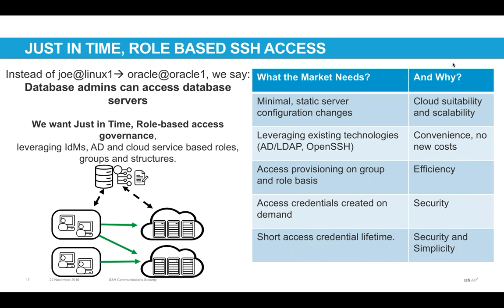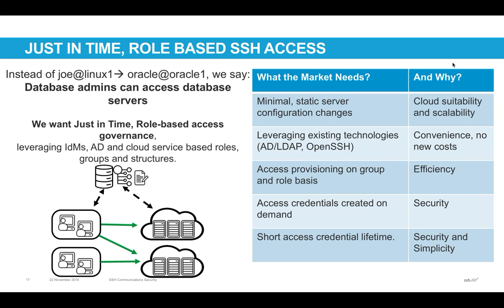The key drivers for us further developing the SSH access into a more DevOps suitable way are the following market needs. First of all, the most dynamic, elastic component of DevOps and on the cloud is the server and the instances. So what the market needs is minimal static server configuration changes. The more static you can make those configurations, the easier it is to provision, the easier it is to include those changes and configuration requirements into the golden builds, into the building stacks, and so forth. So it gives cloud suitability and scalability.